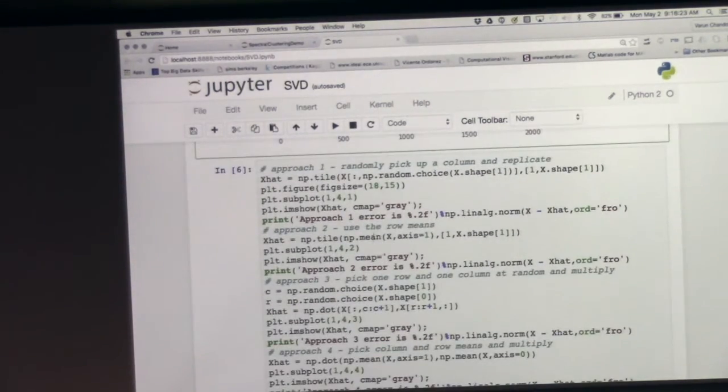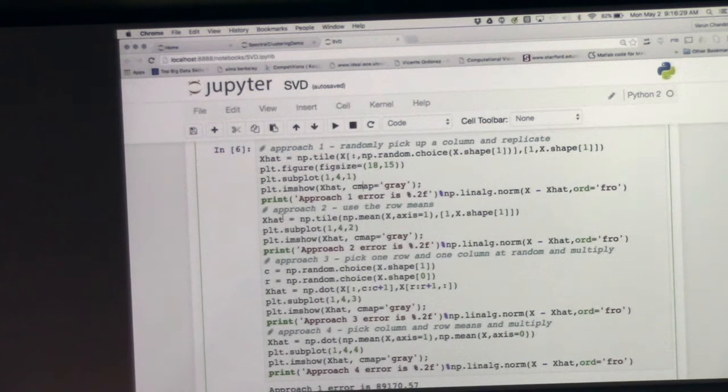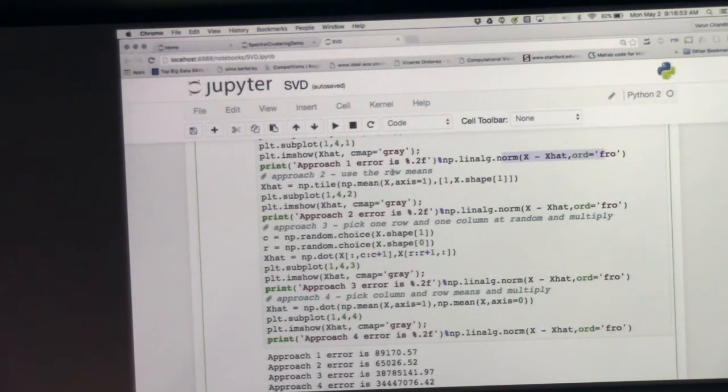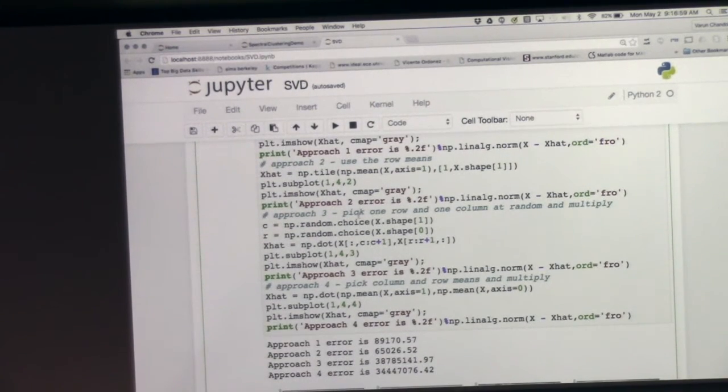So in fact, I have a simple experiment here. What I do here is I use different approaches to compute rank 1 matrices. For example, here I compute my new x hat by just randomly picking one of the columns and then replicating it. That's not a very nice way of doing it, but this also has a rank 1. Then I compute the Frobenius norm, which is done using this call. Another approach is to just take the row means and then replicate them. Another one is I just pick one row and one column at random and multiply them. So these are all different ways to compute a rank 1 approximation of x.